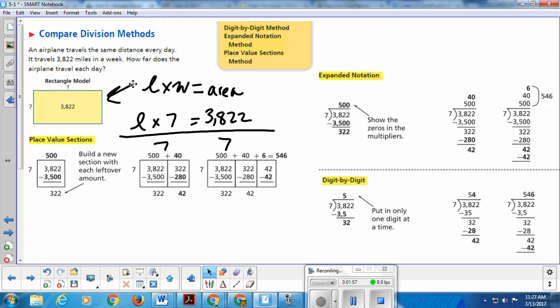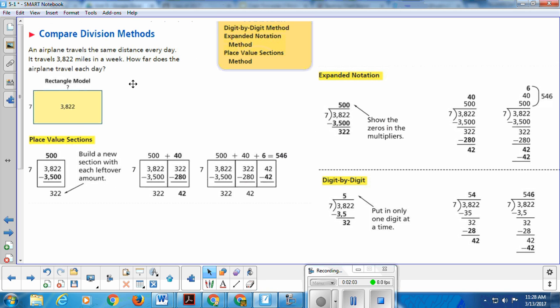So if I'm looking at the place value sections, you just build a new section with however much you have left over. So you're looking at basically 3,822. How many times does 7 go into 3,822? Well, knowing my zeros and my tens and my hundreds, I can go 7 times 5 is 35. That would be 3,500 if I did it by 500. Well, let me just do one more. 7 times 6 would be 42. 42 is larger than this 38. So I'm going to go with the 5. So that's 500. I'm going to subtract.